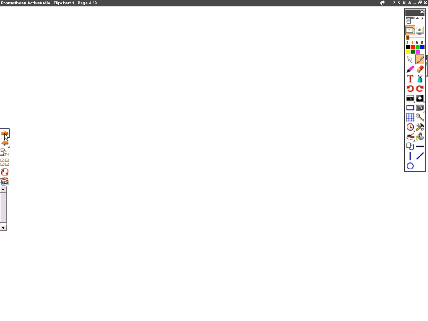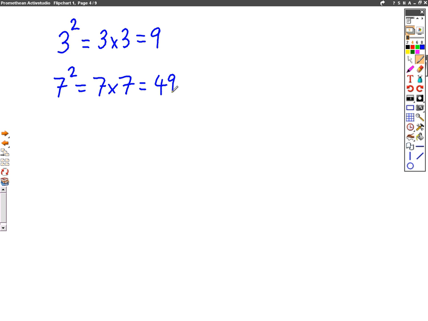Right, let's have another go. Sometimes you get questions with squared. So, for example, 3 squared. Well, we should know 3 squared means 3 times 3, which is 9. So squared means times itself. For example, 7 squared means 7 times 7, which is 49. So we know what squared means.